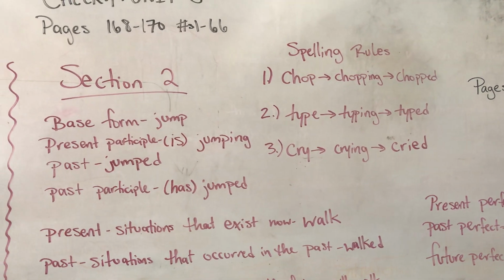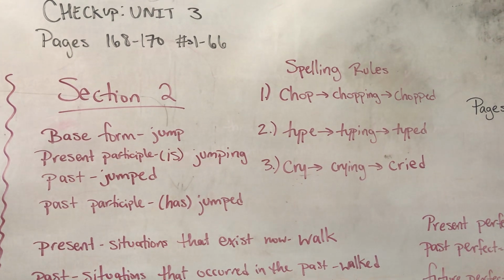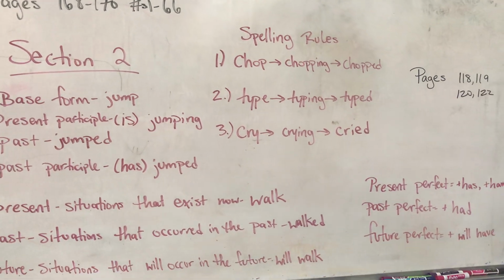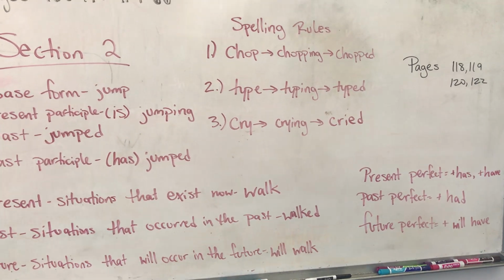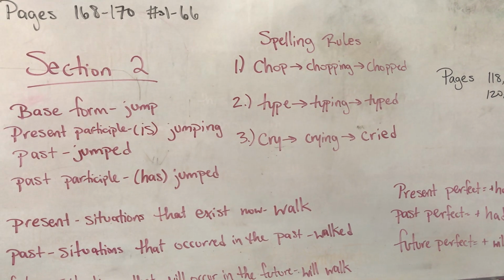Alright guys, this is section 2 for unit 3. We're looking at the tenses and the forms of be, have, and do for verbs. So I have some really basic definitions up on the board. I'm not sure where everybody in the class is in terms of the grammar mastery for the verb forms.